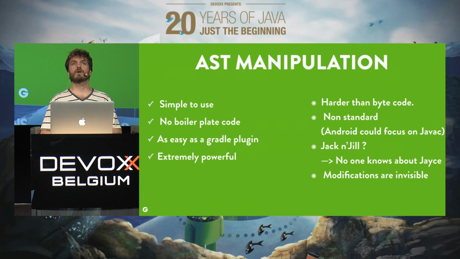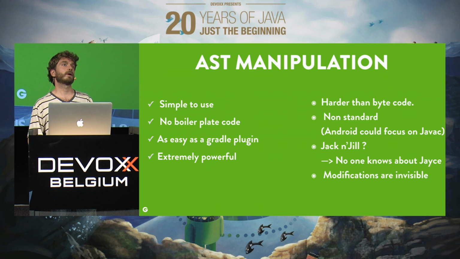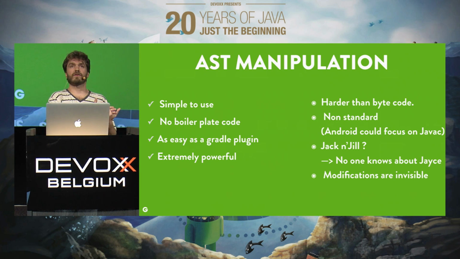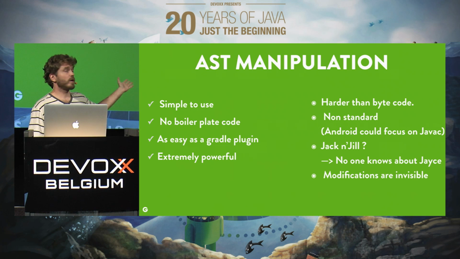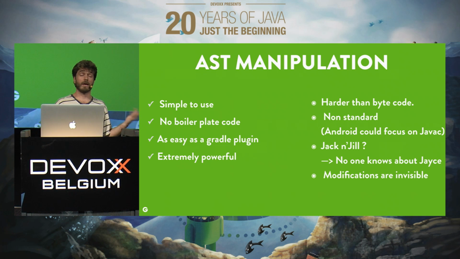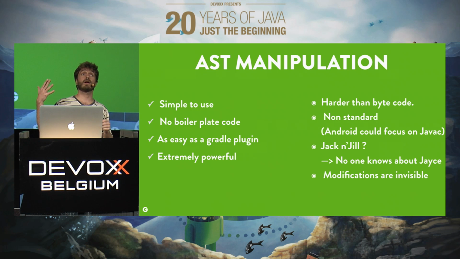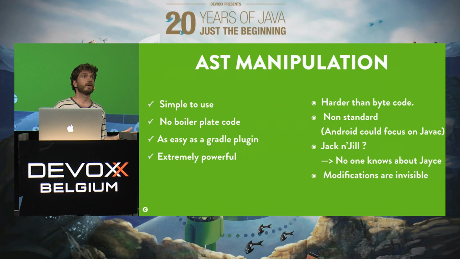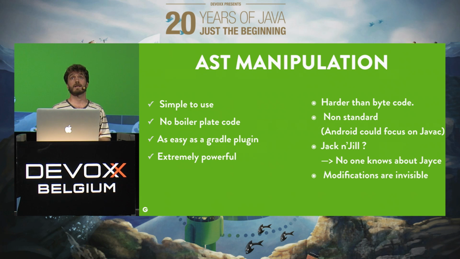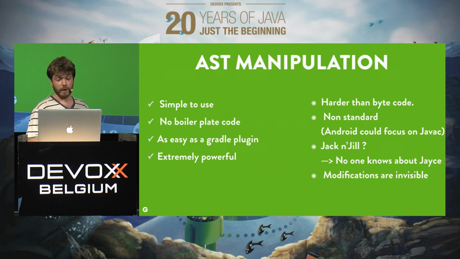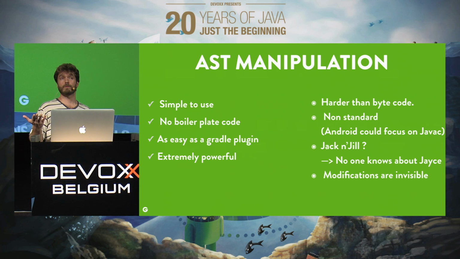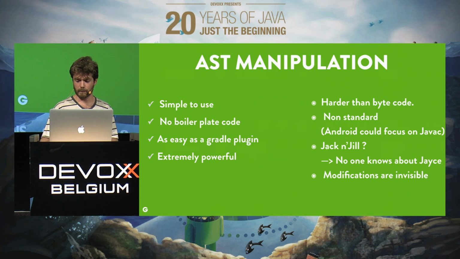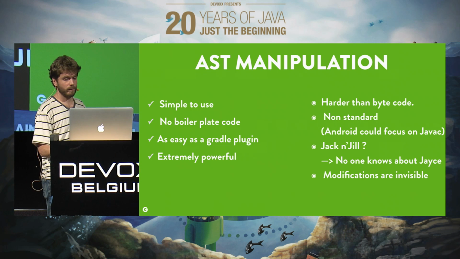Also, in the same way as bytecode weaving is non-standard in an Android build, it's the same here for AST manipulations. It's non-standard. And if Jack and Jill come into play, then again we will have some trouble, because we will have to manipulate the ASTs, but maybe Jack and Jill is going to use a completely different format from which it would be difficult to create ASTs, if possible. And again, those modifications are also invisible because they occur after the editing of the source code inside the IDE. Same disadvantage as bytecode weaving.